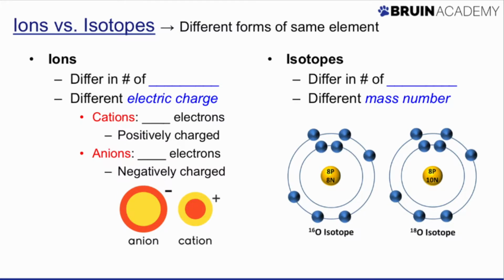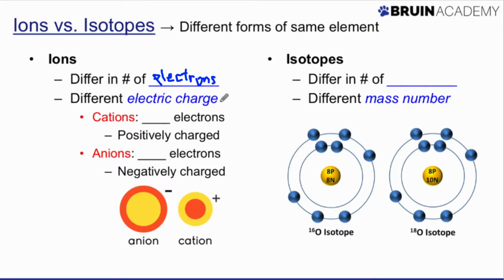Okay, so a few other important definitions. First, ions, and then next will be isotopes. Think of ions and isotopes as different forms of the same element. So it's the same element, just something's altered about it, okay? In ions, the thing that's different is the number of electrons. Everything else is the same. The number of protons is the same, the number of neutrons is the same, and the only difference is the number of electrons. As such, they differ in electric charge, right?